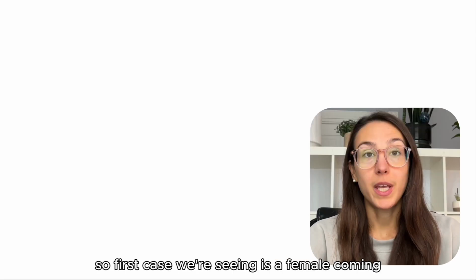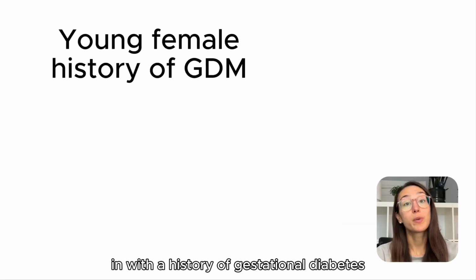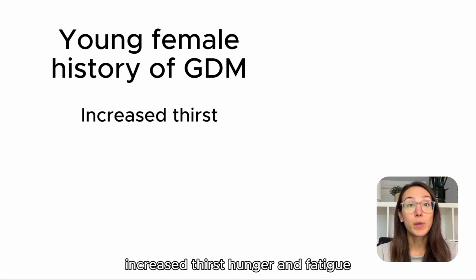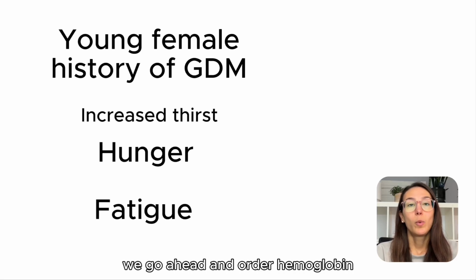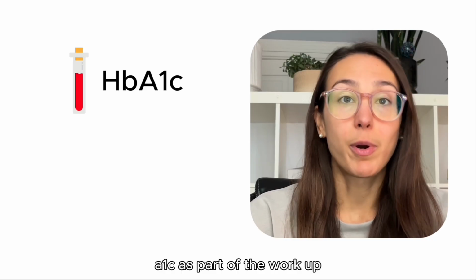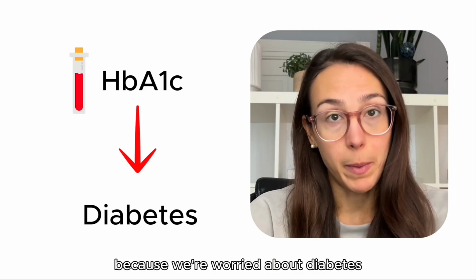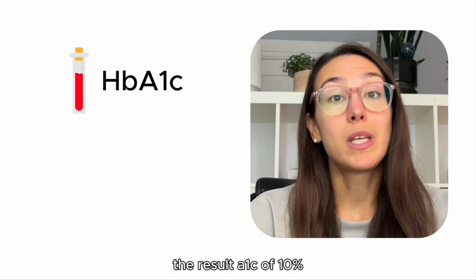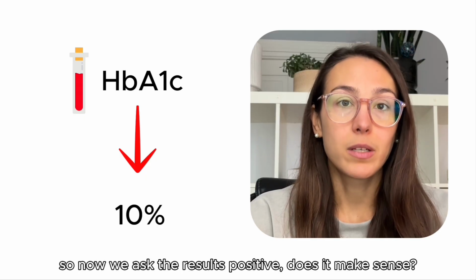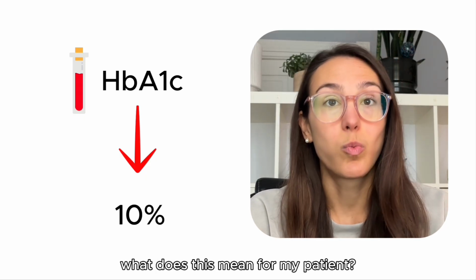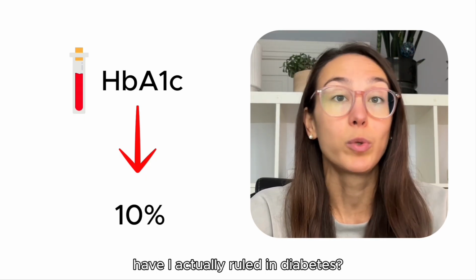So first case we're seeing is a female coming in with a history of gestational diabetes, increased thirst, hunger, and fatigue. We go ahead and order a hemoglobin A1C as part of the workup because we're worried about diabetes. The result, A1C of 10%. So now we ask, the result's positive, does it make sense? What does this mean for my patient? Have I actually ruled in diabetes?